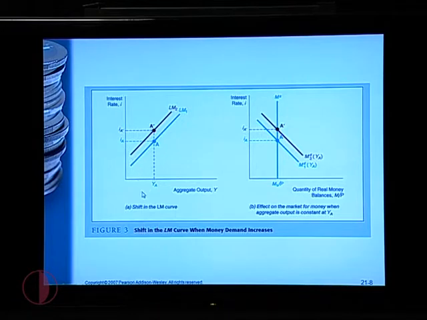Interest rate and aggregate output, interest rate and quantity of real money balances. So, the effect on the market for money when aggregate output is constant: here aggregate output is constant, but the interest rate is changed. When money demand increases, it shifts the LM curve from LM1 to LM2, from A to A prime, from MD1 to MD2. This is the shift in the LM curve when money demand increases.